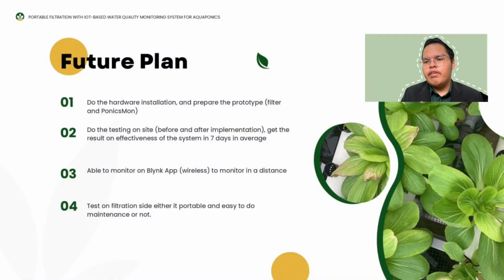And this is my future plan for my project. The first one is to do the hardware installation and prepare the prototype, which is the filter and the Ponixmon. The second one, do the testing on site before and after implementation, to get the result on the effectiveness of the system in 7 days on average. The third one is to be able to monitor on the Blynk app, to monitor from some distance. And the fourth one is to test the filtration side, whether it is portable and easy to maintain or not.